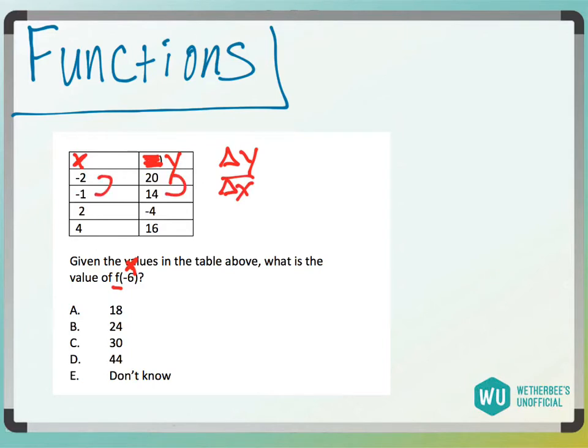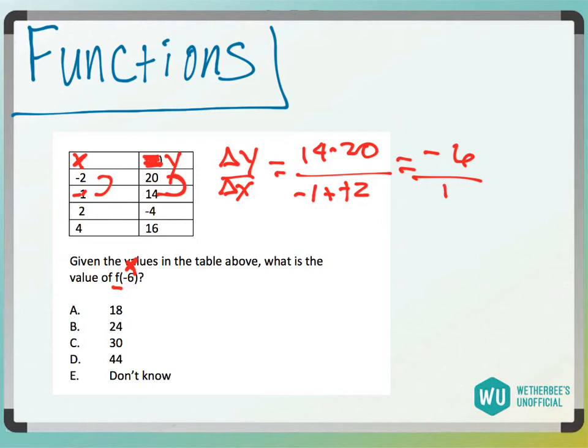One point is negative 2 comma 20. This one's negative 1 comma 14. So I'm going to do change in y: 14 minus 20 over negative 1 minus negative 2. 14 minus 20 is negative 6, and negative 1 plus 2 is 1. So now my equation is y equals negative 6x plus b.